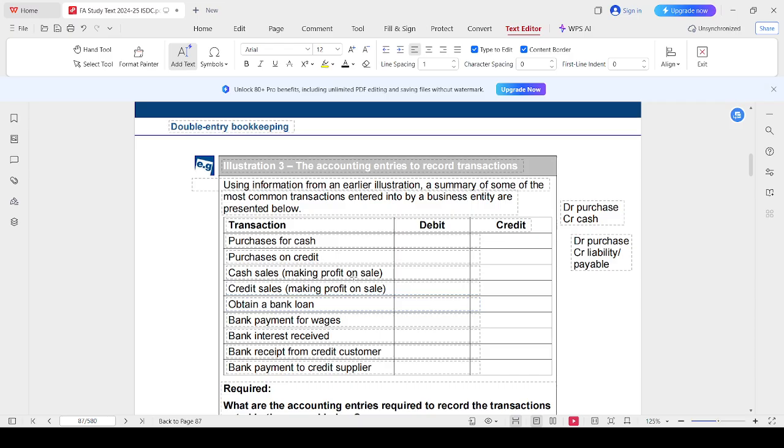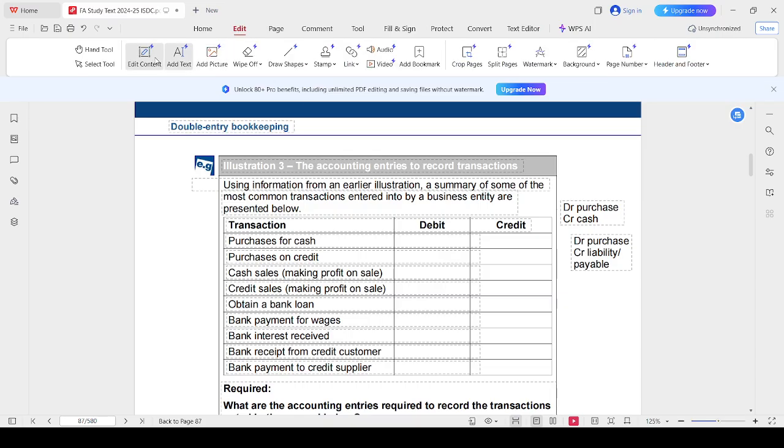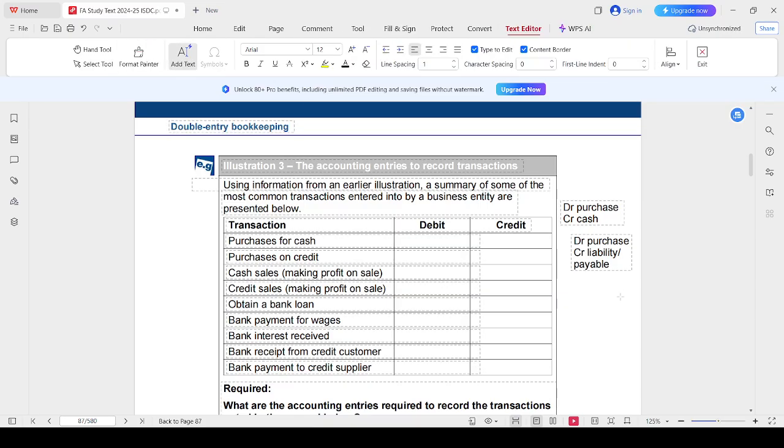Cash sales, making profit on sale. If you are making a sale for cash, this means our cash account is increasing because of our sales. Debit the cash, since it is increasing. Credit income or revenue, which means sales, right? This is sale.